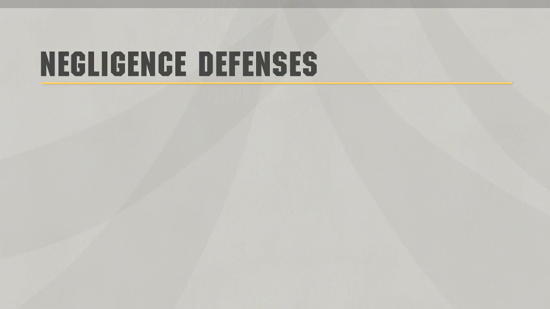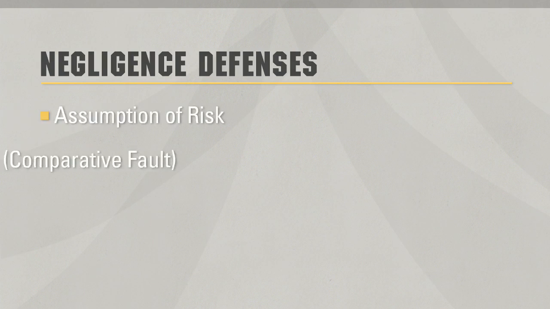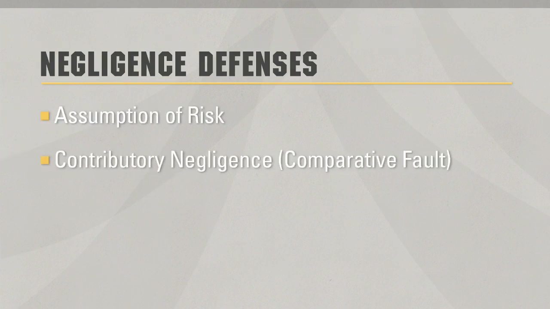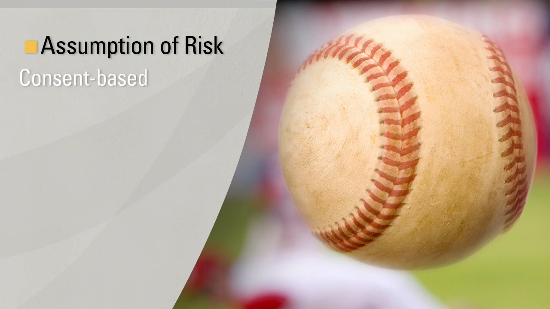The defendant will want to raise independent defenses. In a negligence case, the 2 main independent defenses are assumption of risk and contributory negligence, or comparative fault. Assumption of risk is the negligence equivalent of consent. It's the agreement up front to voluntarily encounter known risks, like sitting in an unscreened area during a baseball game and catching a foul ball in the teeth.